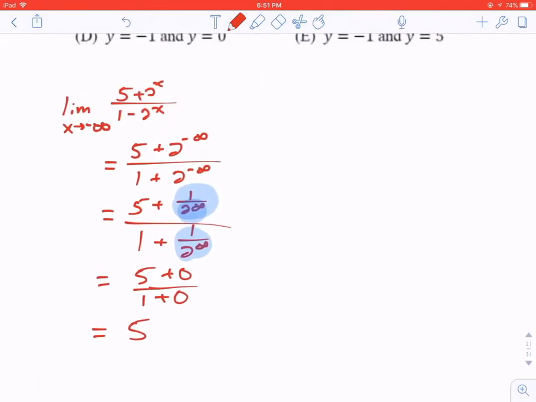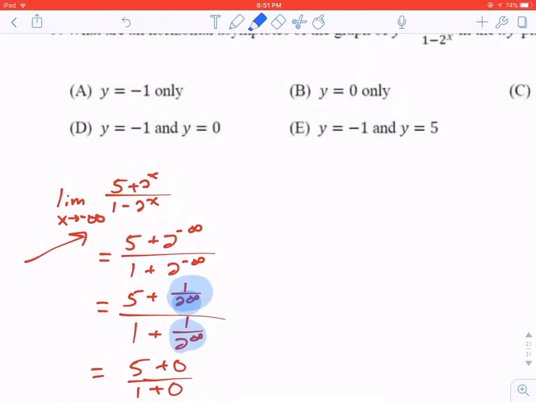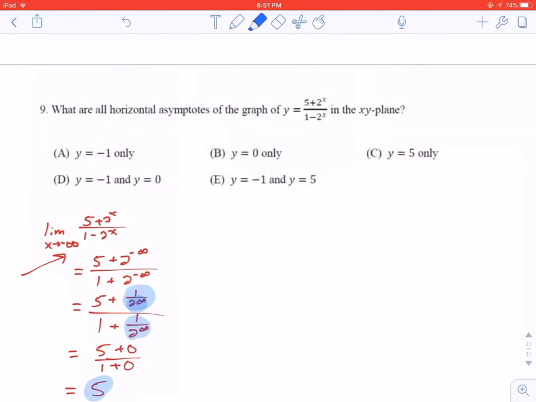Let's say again why we did this. When the problem asks, what are the horizontal asymptotes? It's asking for the end behavior. As this function goes to the left forever, the y value is getting closer and closer and closer to 5. That's one of our answers. So that tells us the answer is either E or C. I'll cross these off. 50-50 shot at this point.